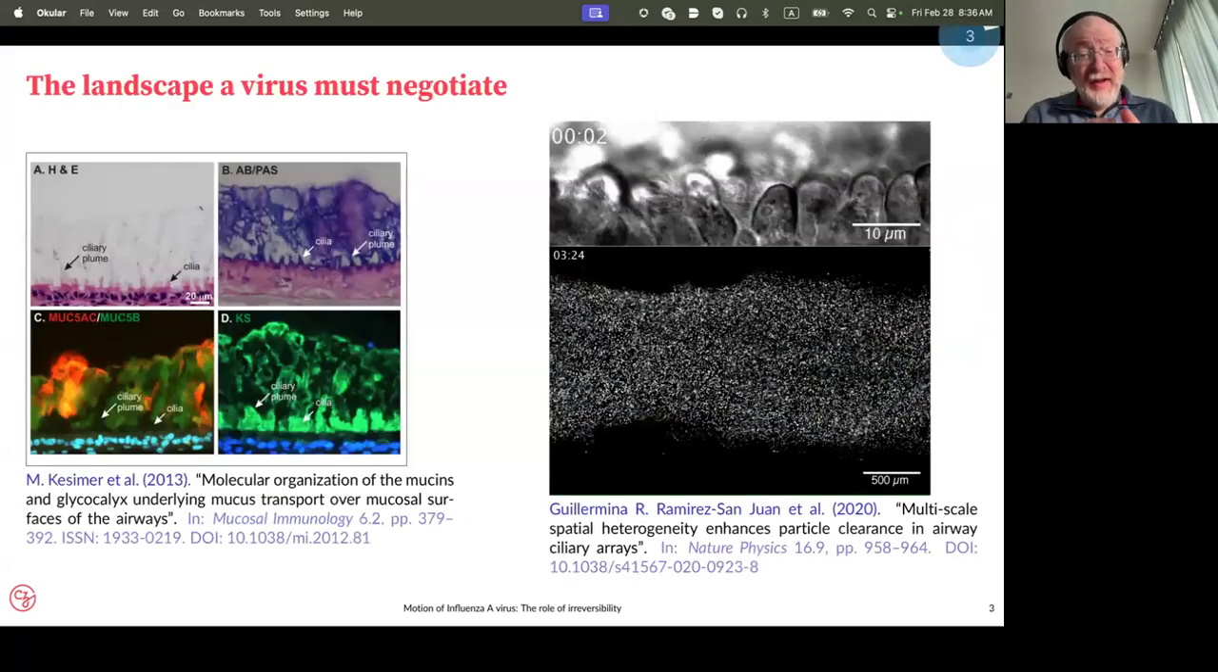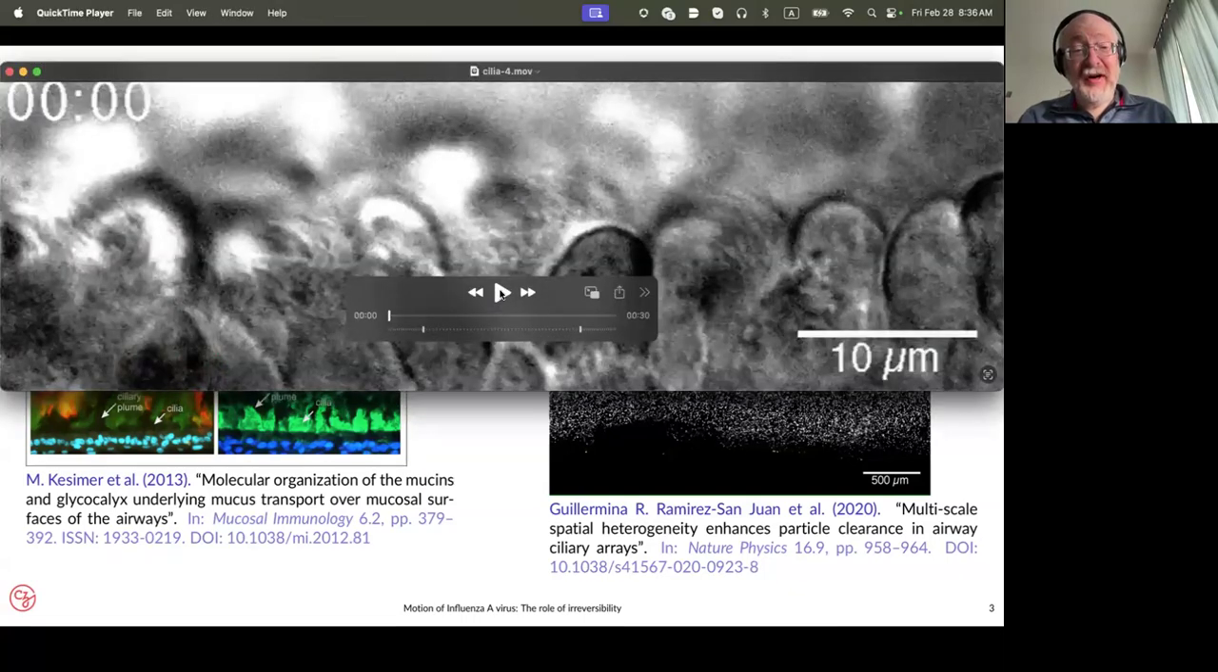I will start by saying what this is about. This is about a virus which needs to go through a very difficult landscape, because if a virus tries to infect cells in your epithelium, it needs to go through the so-called mucociliary layer. Here is a video of how it works.